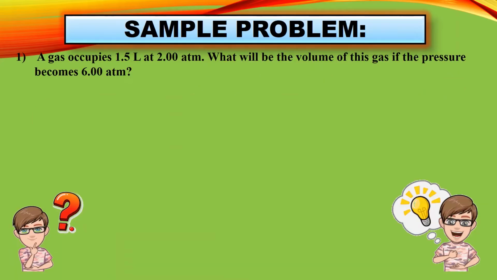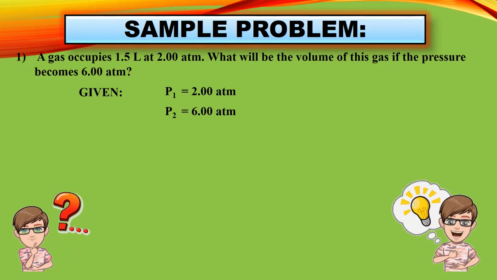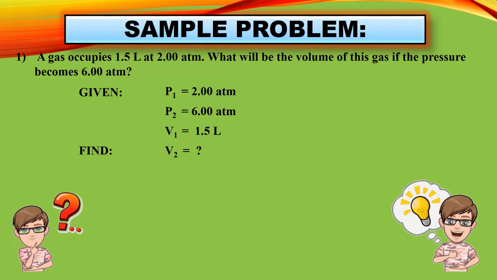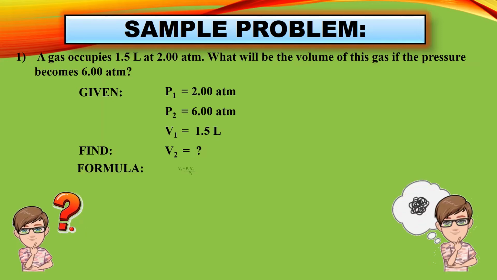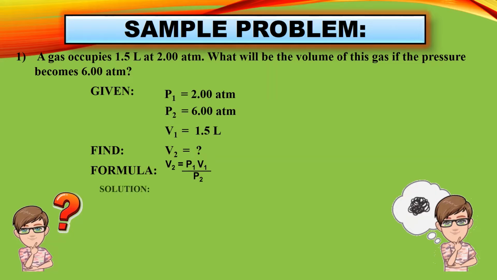For the first sample problem, the given are P1 is equivalent to 2 atm, P2 6 atm, V1 1.5 liters. So find V2 or the final volume. Formula: V2 equals P1 V1 over P2. Solution: copy the formula and then substitute.